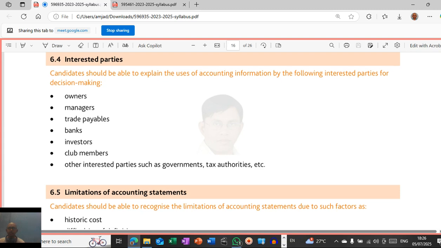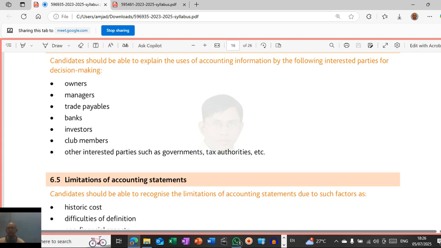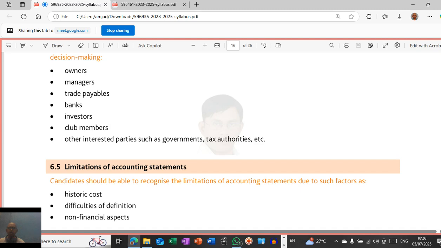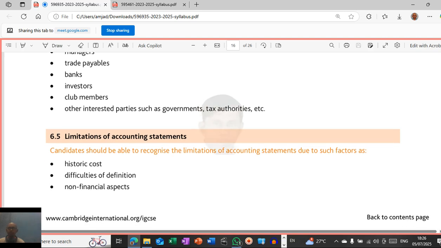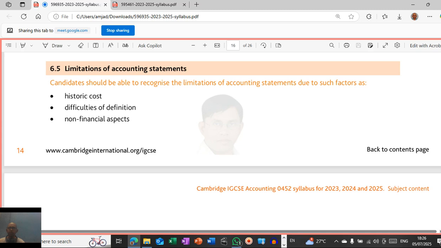There are some limitations of accounting statements. Candidates should be able to recognize the limitations of accounting statements due to such factors as historic cost, difficulties of definition, and non-financial aspects. These are some limitations of accounting statements, so we'll be learning even this.